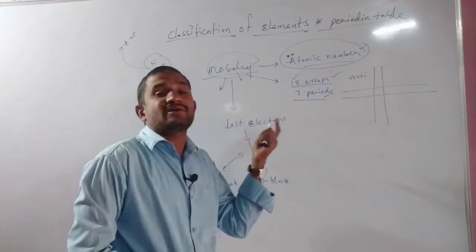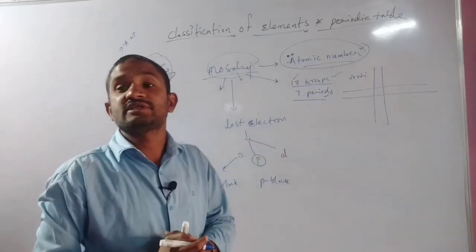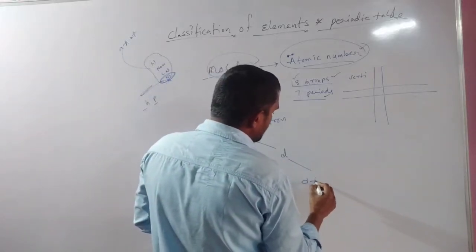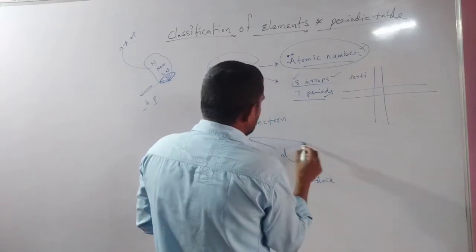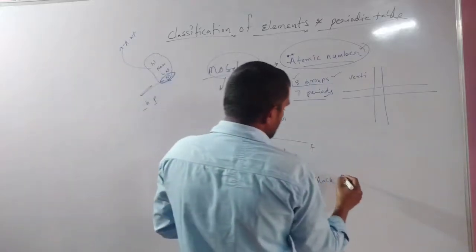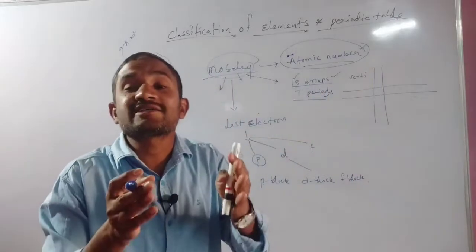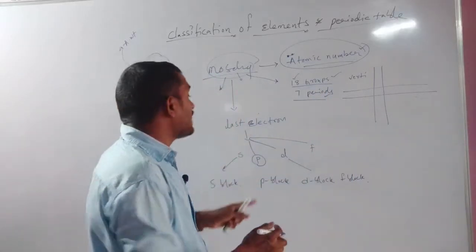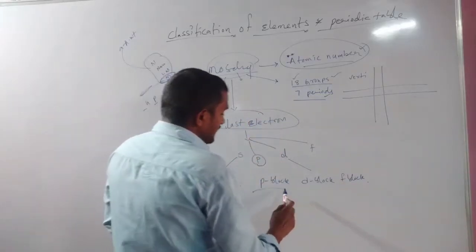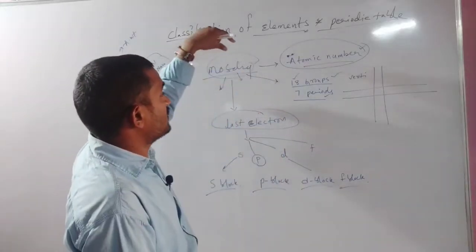If the last electron, the differentiating electron, enters the d orbital, that element belongs to the d block. If the final electron enters the f orbital, that element belongs to the f block. That means Moseley classified the elements on the basis of the differentiating electron, the last electron, into 4 blocks: s block, p block, d block and f block.